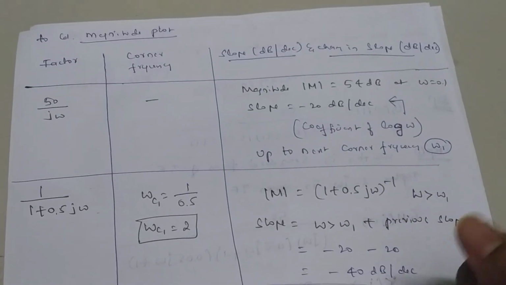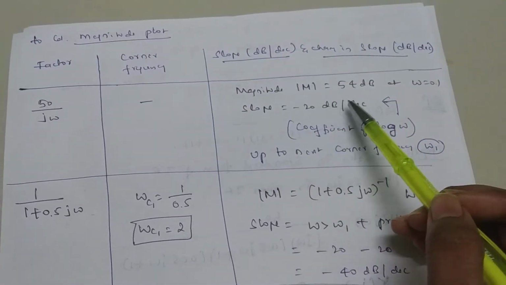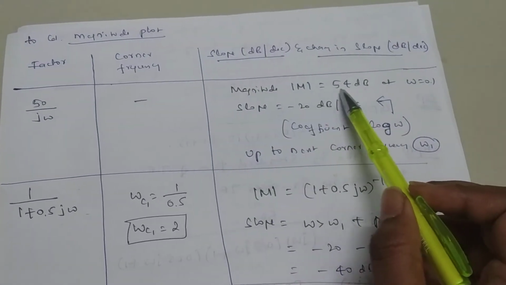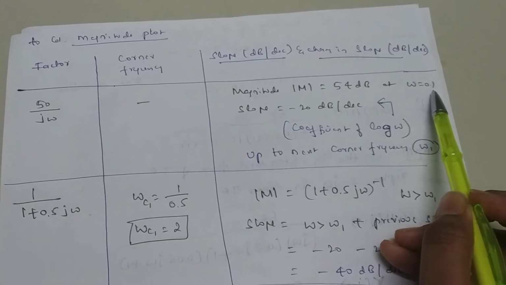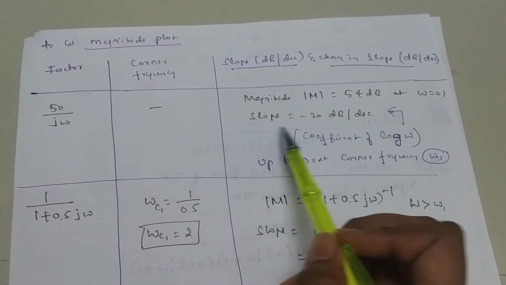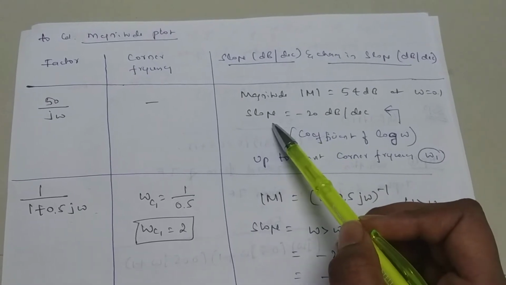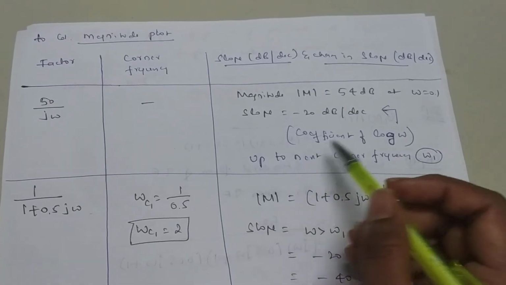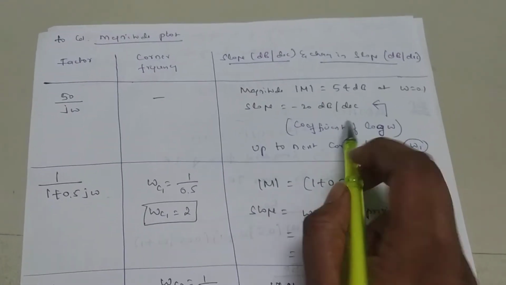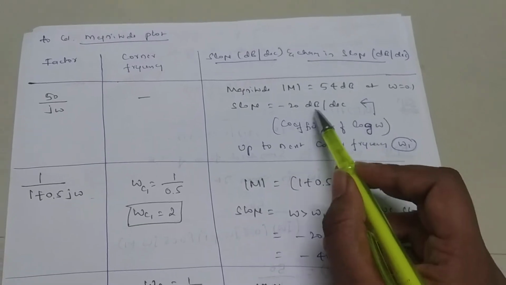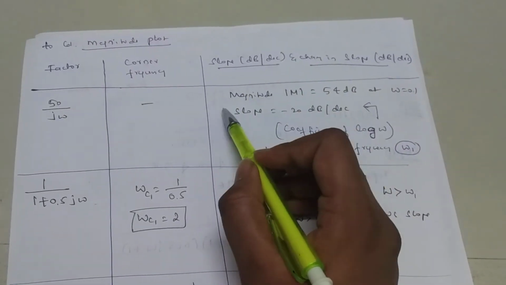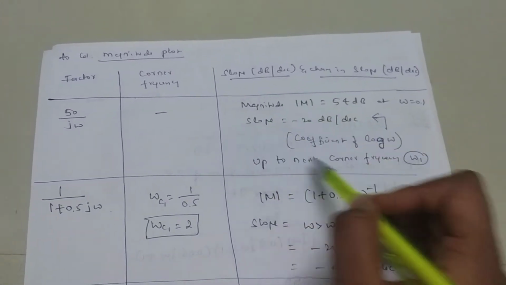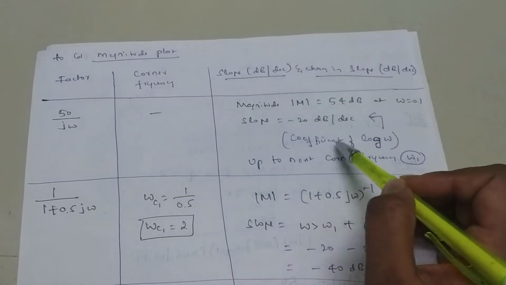We already found out 50 by j omega, that is 20 log of 50 minus 20 log of 0.1 value. So we got a value of 54 dB at omega equal to 0.1 in a semi-log sheet. So what is the slope value here? The initial slope value is minus 20 dB per decade. Why? Because the coefficient of log omega is minus 20 dB per decade. So this comes from 0.1 up to omega 1 value, 0.1 to omega 1. So this is the slope in dB per decade.